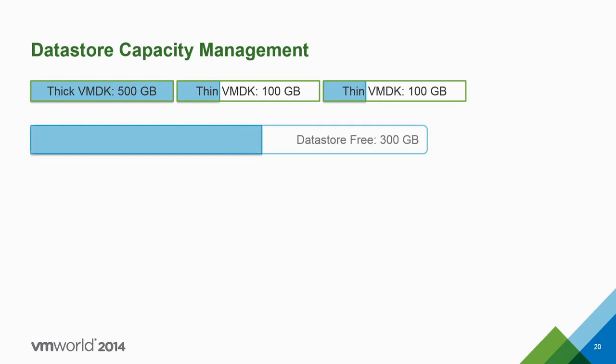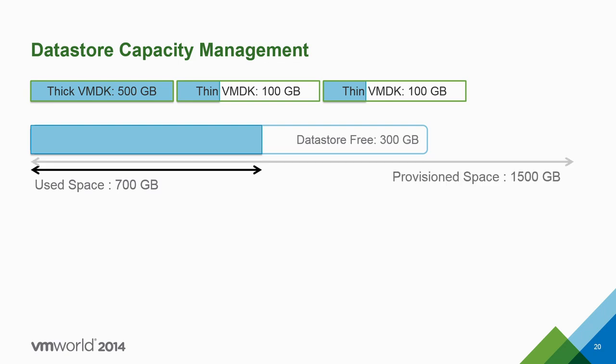Another one, same story. So let's look at what happened here. We had a 1 terabyte data store. We added 3 VMDKs, and we are only using 700 gigabytes. But the total amount of VMDKs that I have provisioned on that data store is about 1.5 terabytes, which far exceeds the capacity of that data store.